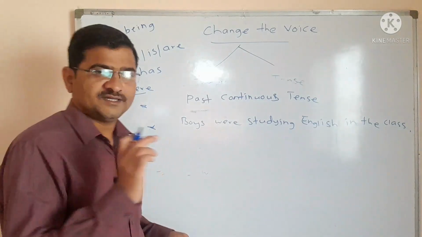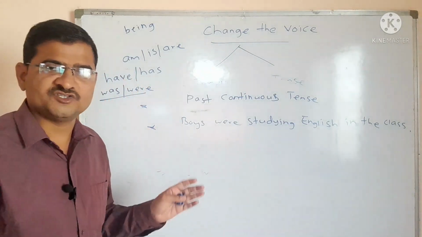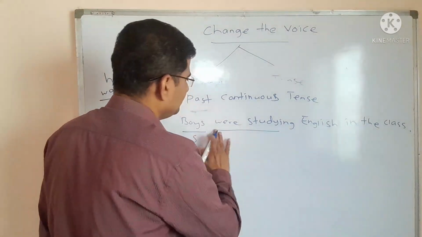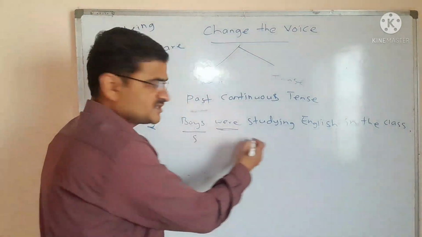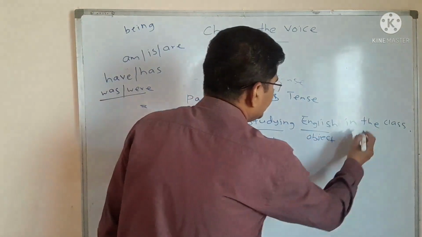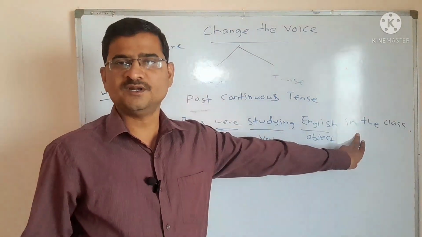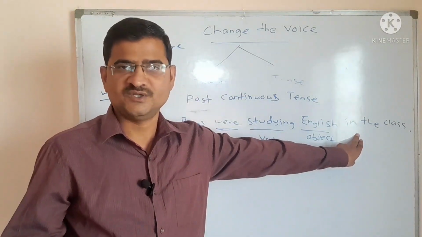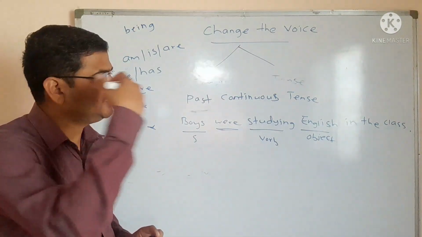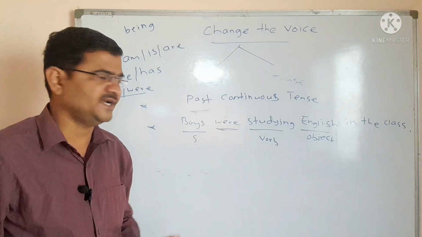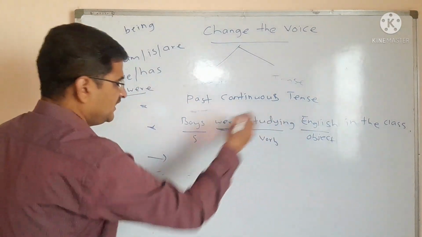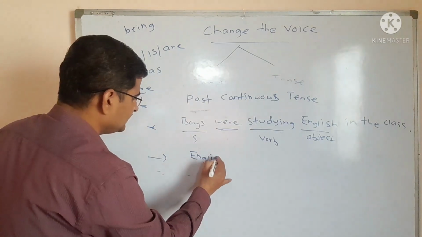But here there is something which I have added to the sentence. Boys is the subject, were is the helping verb, studying is the verb. English is the object, and in the class is the complement or the remaining part of the sentence. So you have to keep the complement as it is at the end of the sentence. First of all, you have to take an object from the given sentence. So English, I will take it at the beginning.